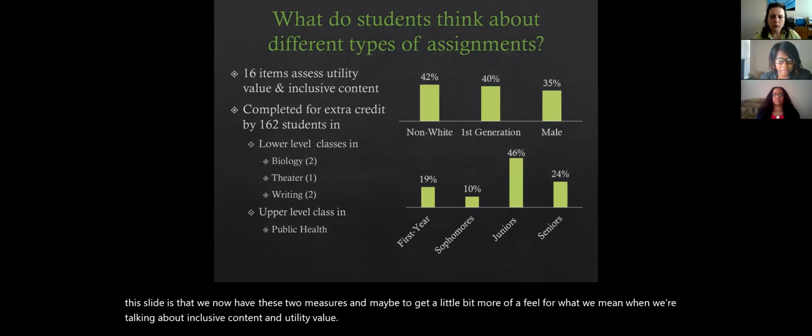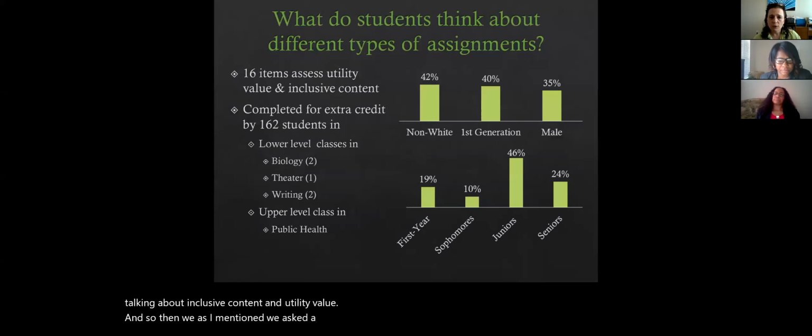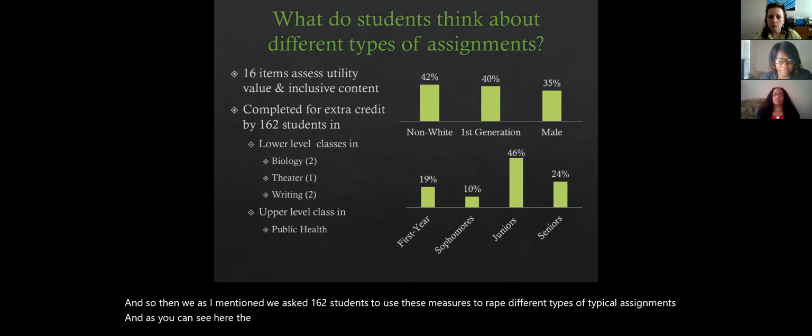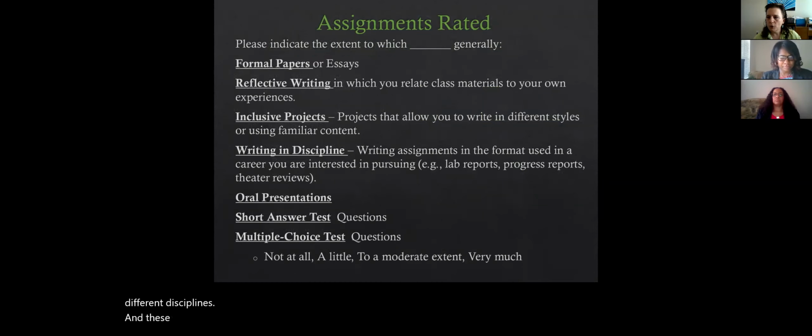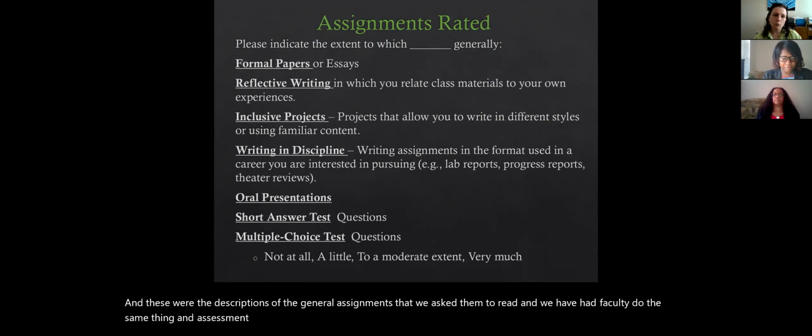And so then we, as I mentioned, we asked 162 students to use these measures to rate different types of typical assignments. And as you can see here, the students came from a range of lower level and upper level classes across a number of different disciplines. And these were the descriptions of the general assignments that we asked them to rate. And we have had faculty do the same thing, and assessment professionals. So the prompt was, please indicate the extent to which formal papers or essays generally. And then in each case, we had them defined as they are here.